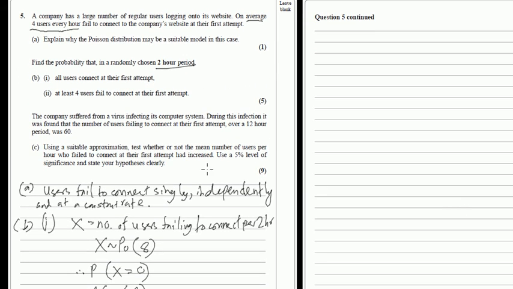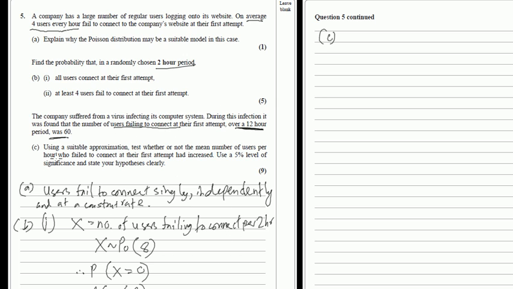Now the next question, question number C. The company suffered from a virus infecting its computer system. During this infection, it was found that the number of users failing to connect at their first attempt over a 12-hour period was 60. Now notice this: 8 for 2 hours, now it is 12 hours. So the random variable is going to change. What does this 60 mean? The number of users failing to connect. So 60 people fail to connect. They have given this information.